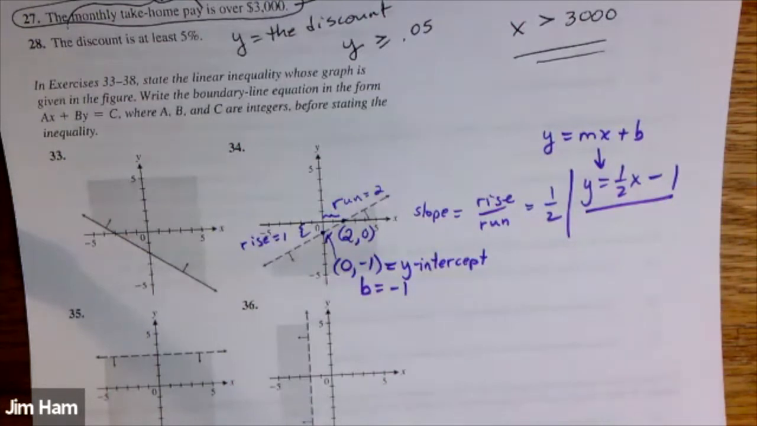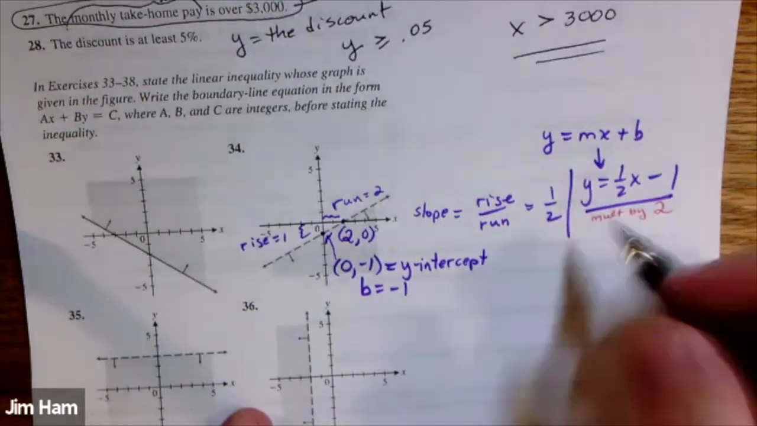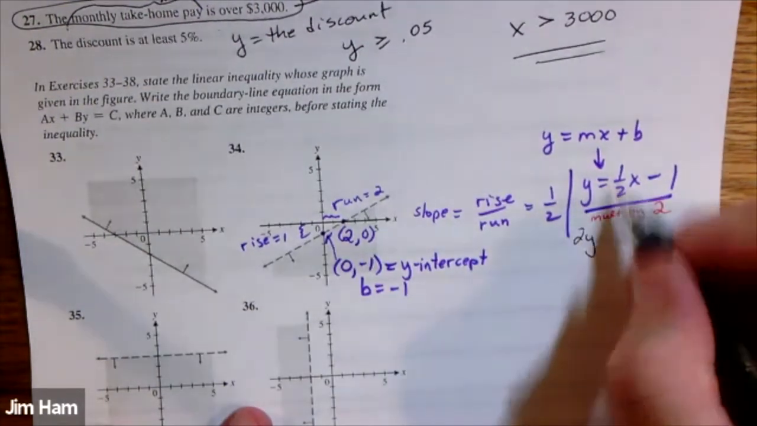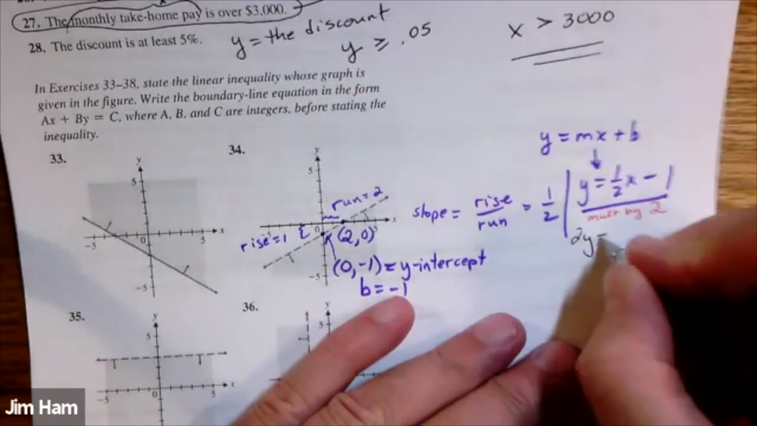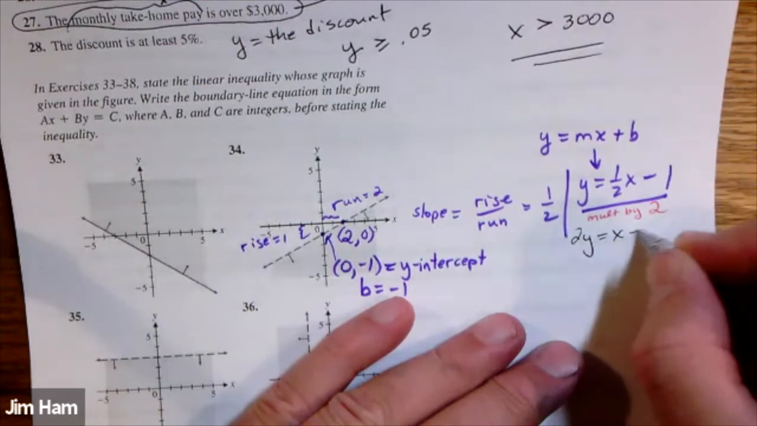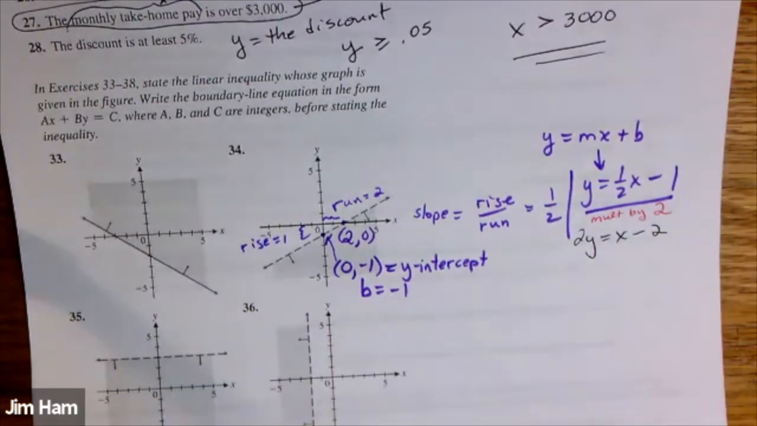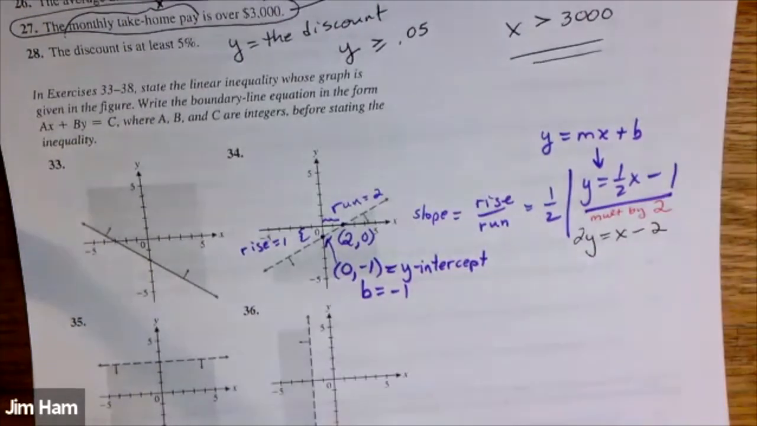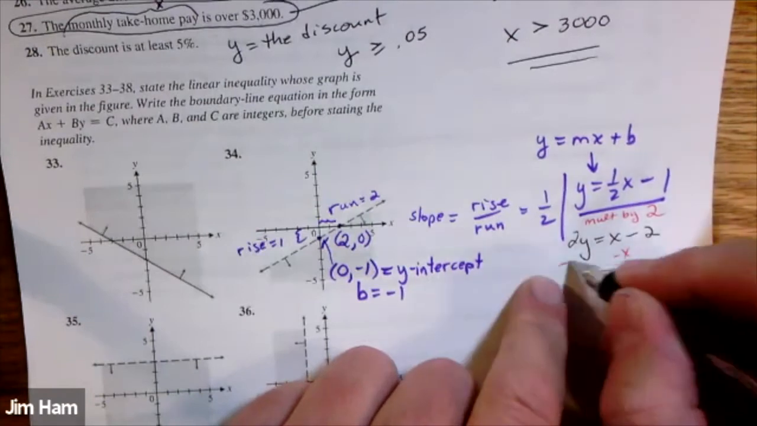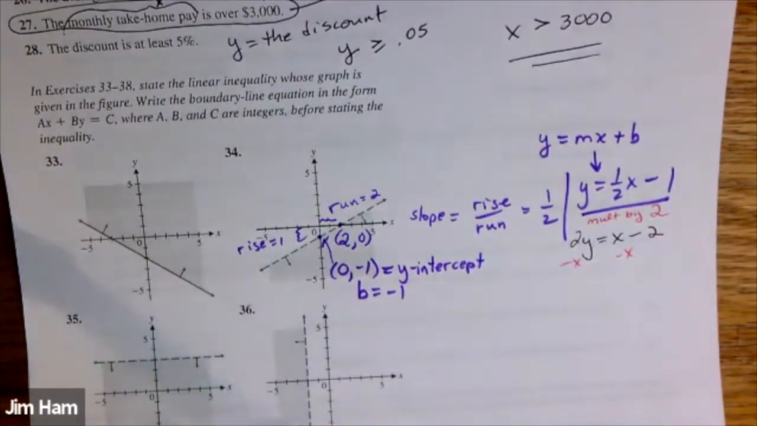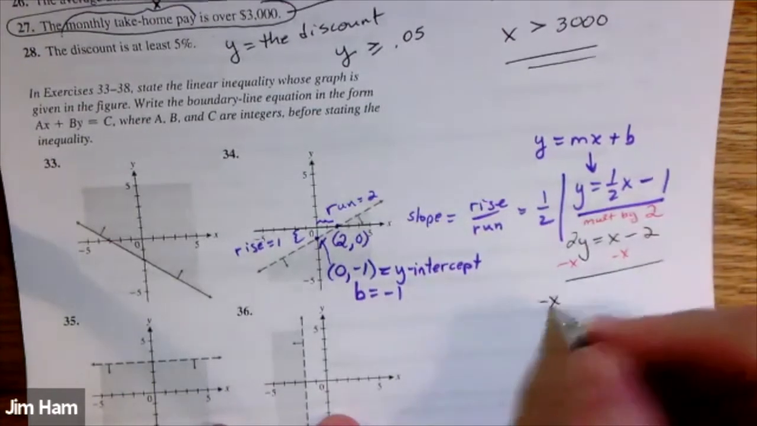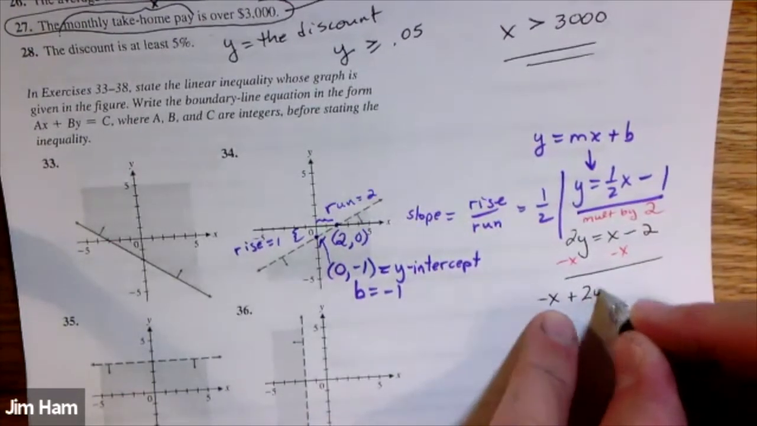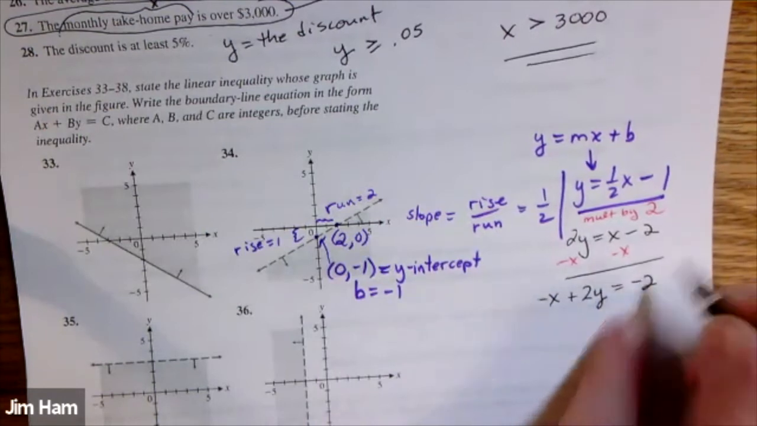So we're going to multiply by 2, get rid of the fractions. 2 times y, 2y. 2 and the 1/2 cancel out. So we just end up with x. And then 2 times the -1 is -2. Let's multiply everything by 2, gets rid of the fractions. We don't want fractions in ax plus by equals c form. A, b, and c are integers. All right, and then what we're going to do is to bring the x over to the left-hand side. And that gives us -x plus 2y equals -2.